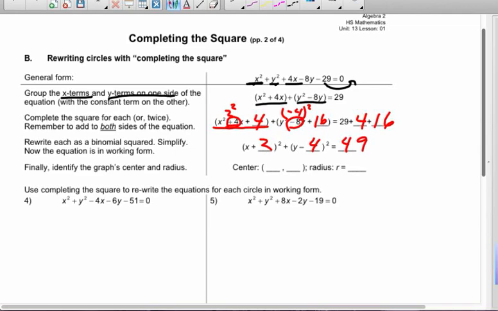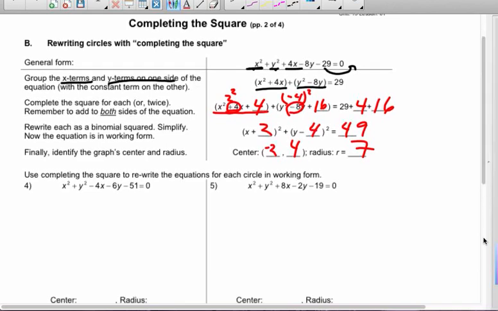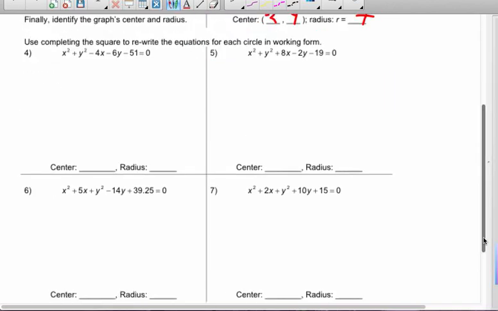So my center then is going to be at negative 2, 4, and my radius will be 7. So let's work some of these as an example. The first thing I want to do is get my x squared minus 4x plus y squared minus 6y equals, and I'm going to move that over, 51.